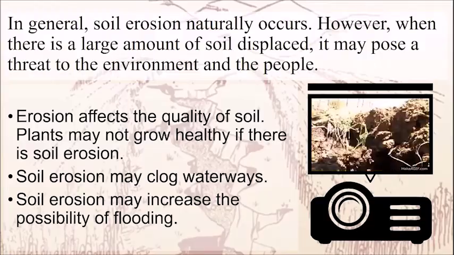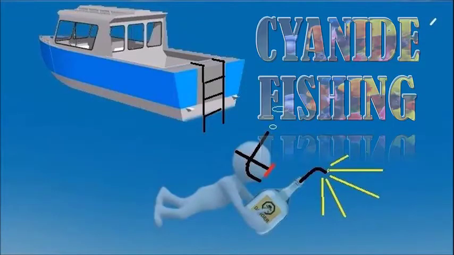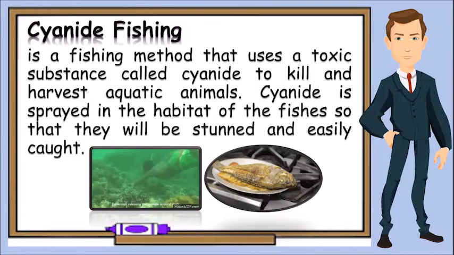Now, cyanide fishing. Cyanide fishing is a fishing method that uses a toxic substance called cyanide to kill and harvest aquatic animals. Cyanide is sprayed in the habitat of the fishes so that they will be stunned and easily caught.